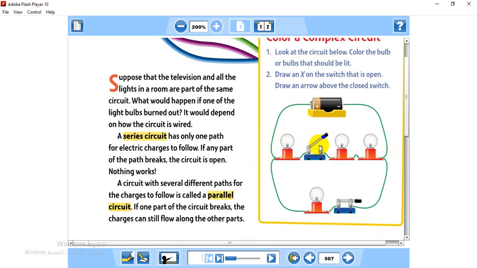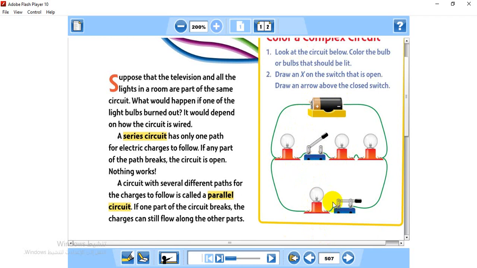Guys, I need you to give me a snapshot of this page to see if you understand what I mean here or not. I want to see you solving here. So I need you to give me a snapshot of this page.